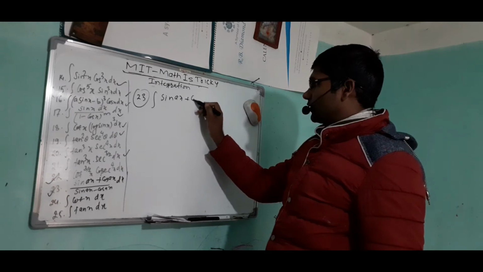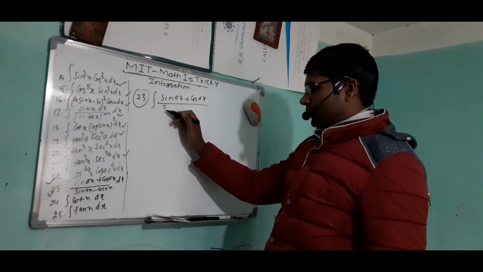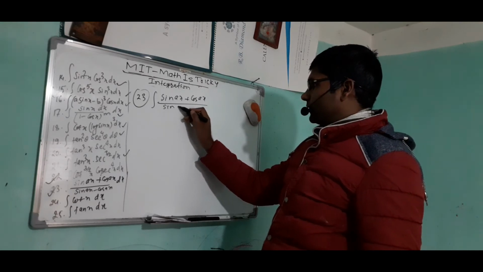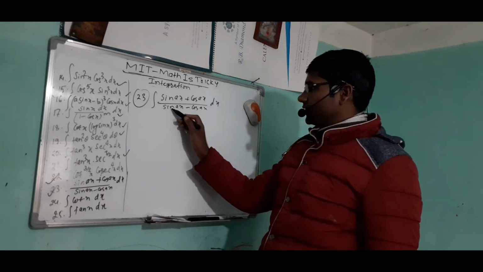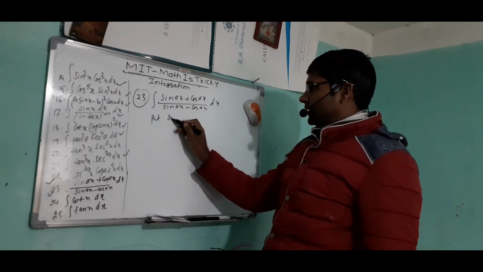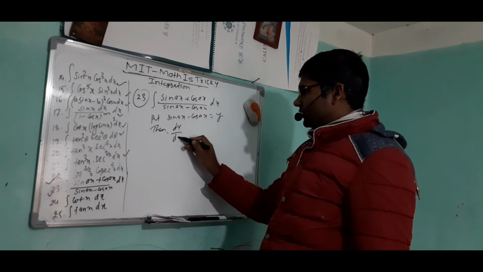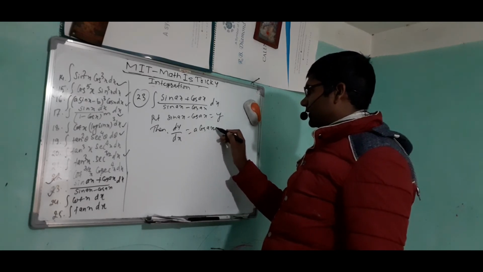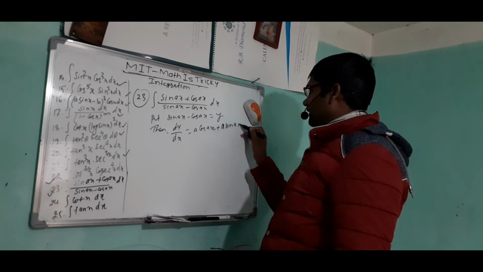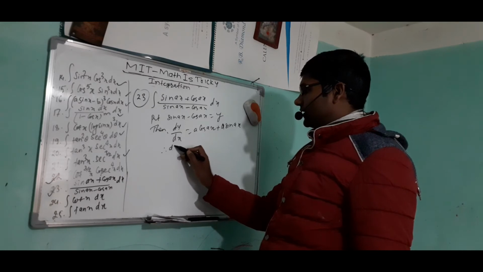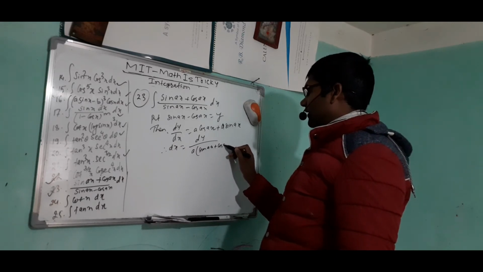Integration of (sin ax plus cos ax) by (sin ax minus cos ax) dx. So put here sin ax minus cos ax equals y, then dy by dx equals a cos ax, and then the derivative of cos is minus sin, so it is plus a sin ax. So we'll get dx equals dy by a common (sin ax plus cos ax).